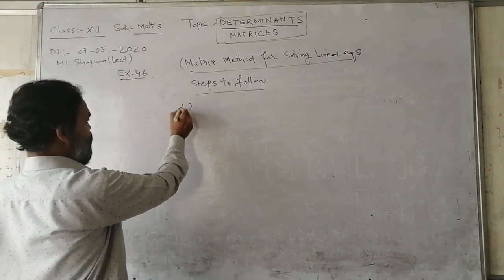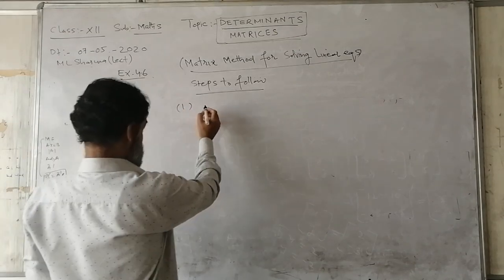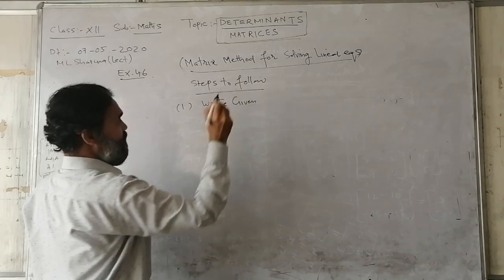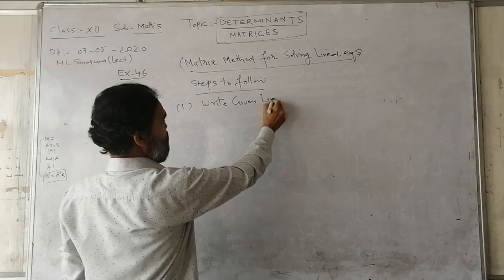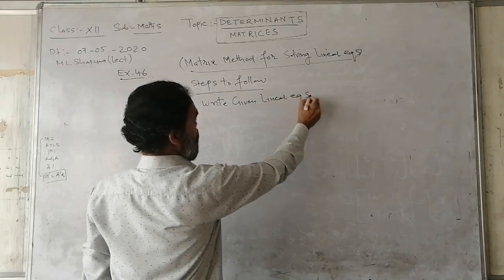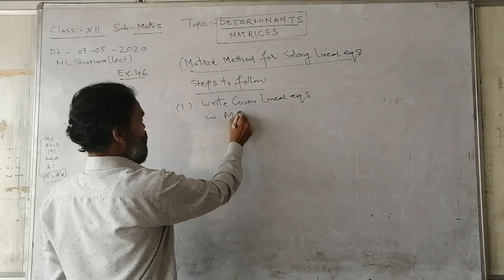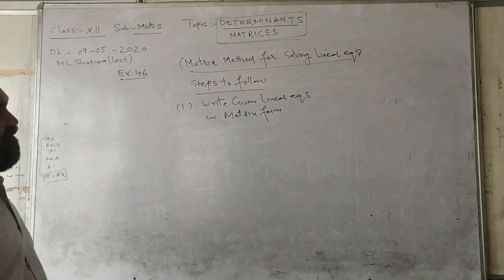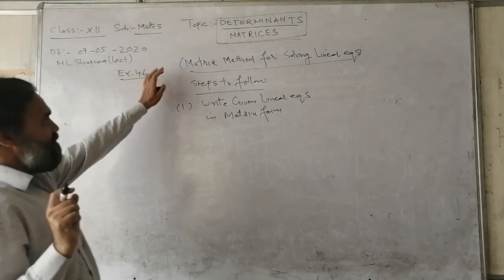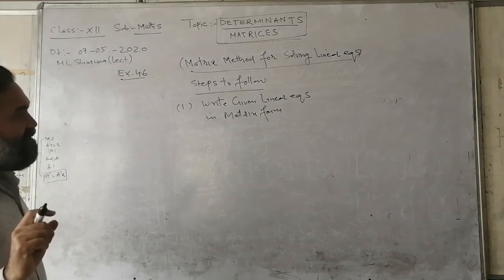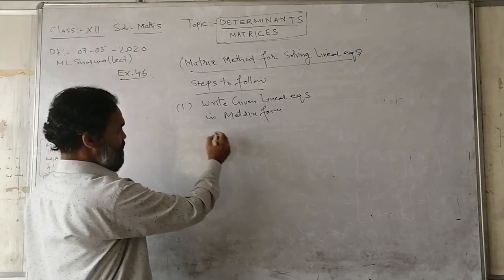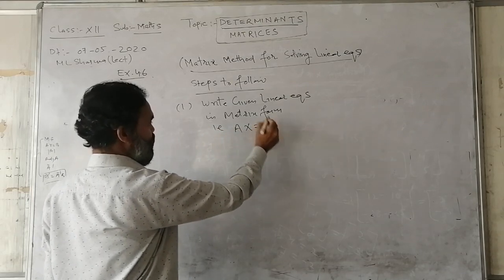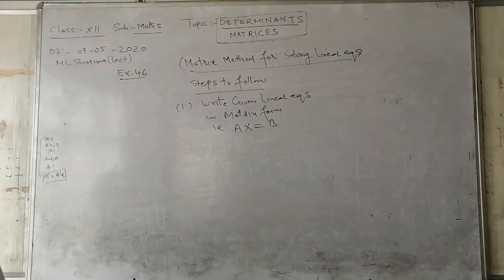So the first step is to write the given linear equations in matrix form. That means while solving the linear equations by matrix method, the first step is to write the equations in matrix form, that is in the form AX equal to B. So this is the first step that we follow.